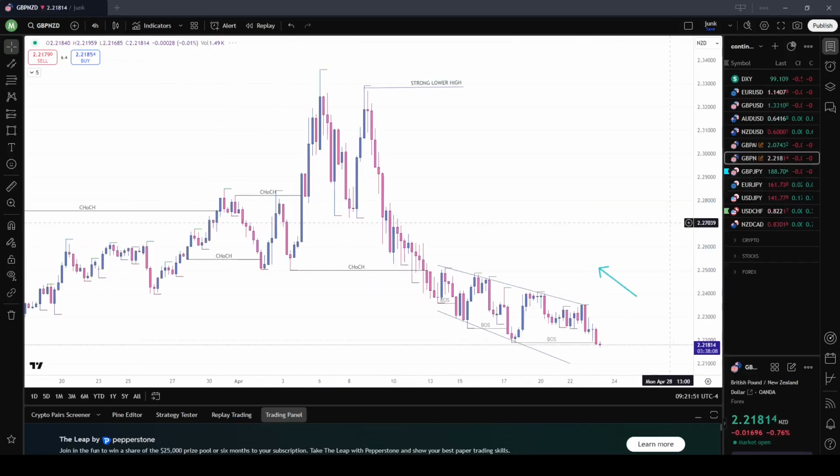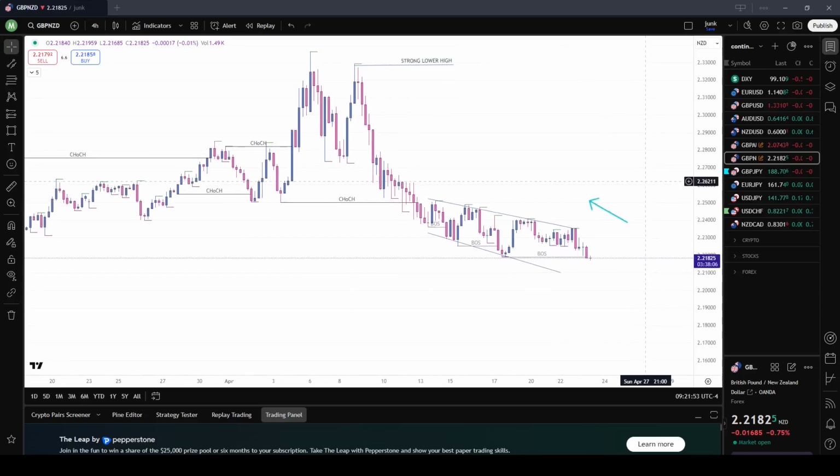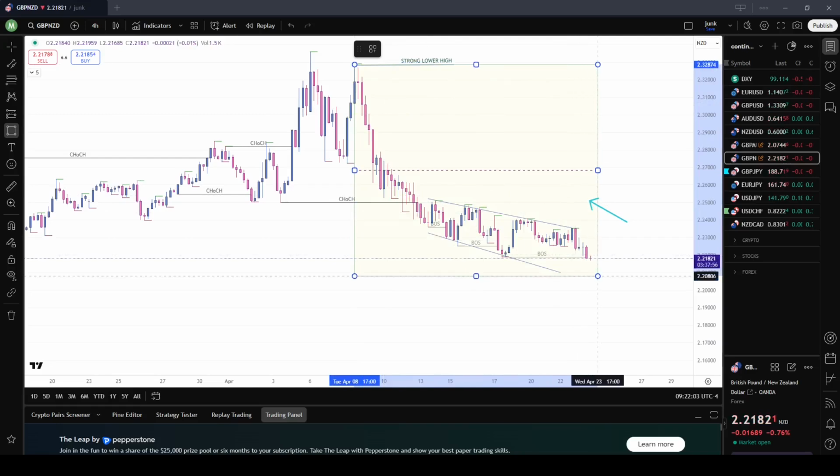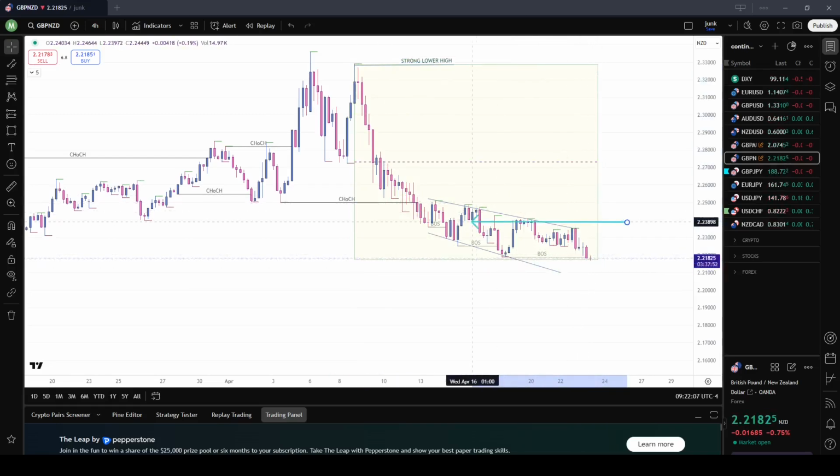GBP NZD, similar chart. This is already in bearish price action. Let's go ahead and map out the current range. This is the high that broke the low. As I was saying yesterday, it's in a descending wedge. There's liquidity sitting over these highs, waiting to see if it does go ahead and scoop any type of liquidity sitting over these highs, or retrace back into premium in order for me to take any type of sell.